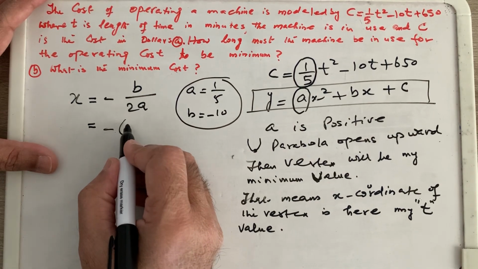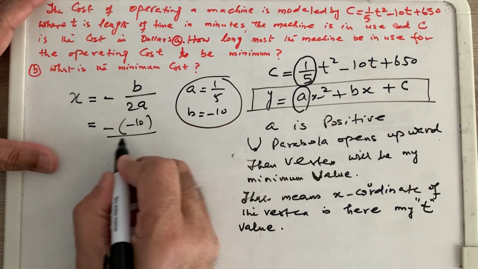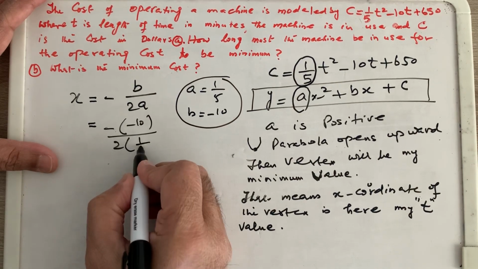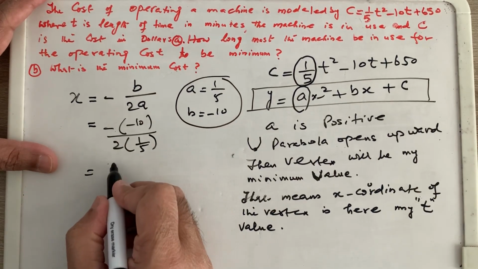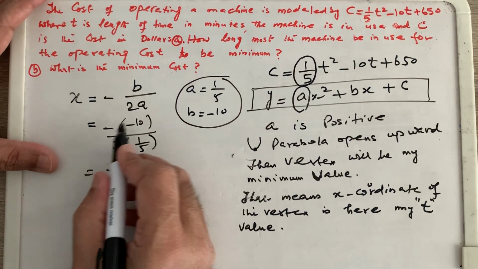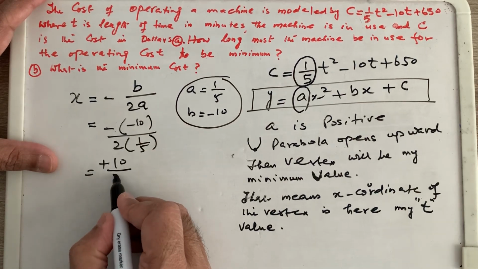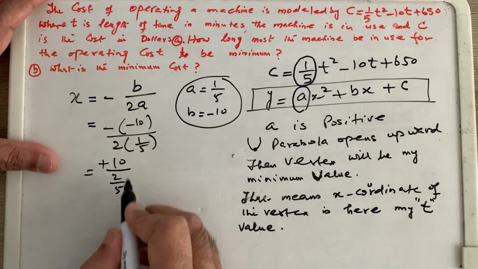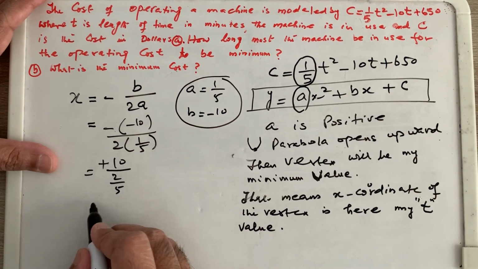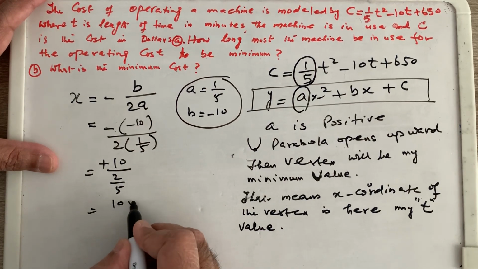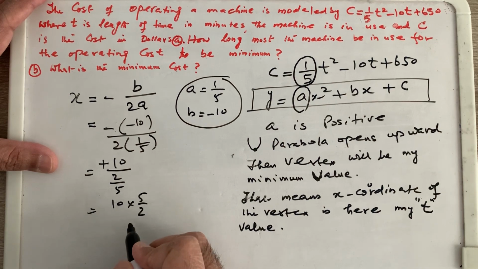So minus 10 divided by 2 times 1 over 5. So this we can say is 10 divided by 2 over 5, minus and minus makes plus, so it is plus now, over 2 over 5. And 2 over 5 turns like this, 5 over 2, right?